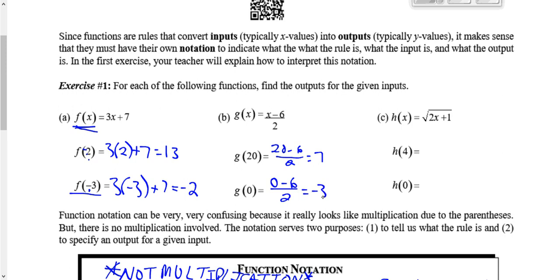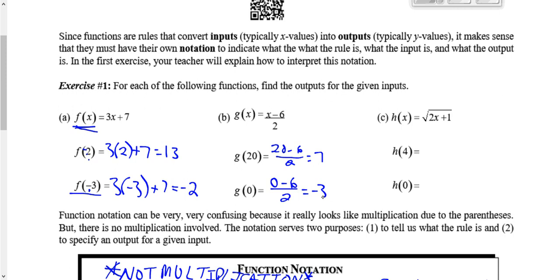Negative 3. So really what this says is g as a function of x when x is 0, or g as a function of x when x is 20 in this case. It's just a more useful notation to use, especially if you go on to science or engineering. I'm going to let you do the last one there. That's h of x.